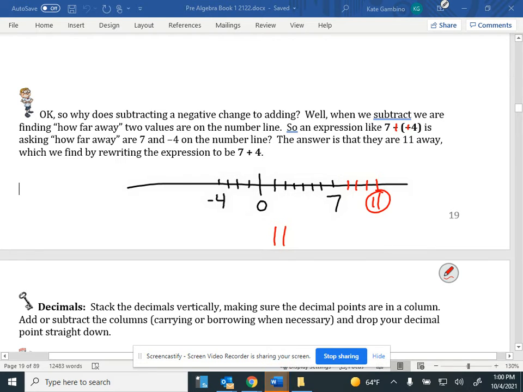It's telling us how far away on the number line they are. So your answer is that positive 11. They're 11 away from each other. So it's a different way of looking at it. My brain just automatically jumps to 7 minus negative 4 is 7 plus positive 4. But to find out why we do that, that's why we look at it this way. They are 11 away from each other.